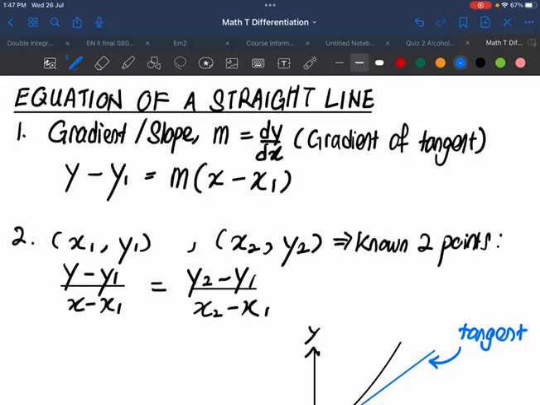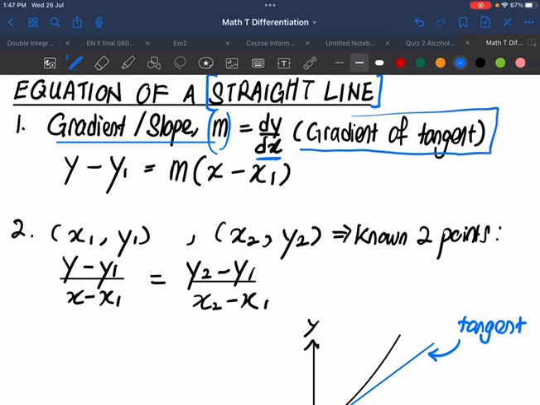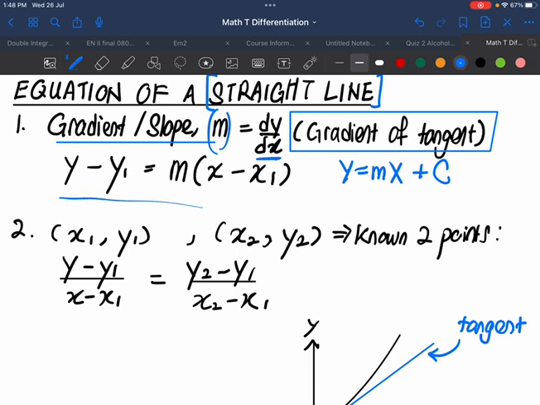So in this video we will continue about the differentiations on the topic of equation of straight lines. Before we enter the curve, we must learn the straight line first. Here are such basics. First, the gradient or slope is m, where the symbol m is known as dy/dx. It's the derivative, and when we find dy/dx, we are actually finding the gradient of the tangent. For the equation of a straight line, we can use y = mx + c, or we can just use this.